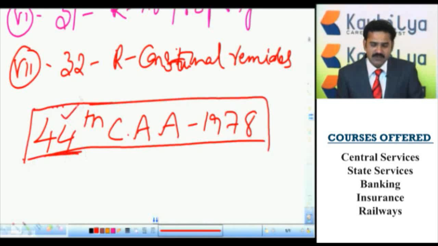That is the 44th Amendment Act. And the question can be asked like this also: which one of the following rights ceased to operate as a fundamental right? That is the right to property. So because of the 44th Amendment Act, the right to property was deleted from the list of the fundamental rights. As a result, today we have only 6 fundamental rights in the Indian Constitution.